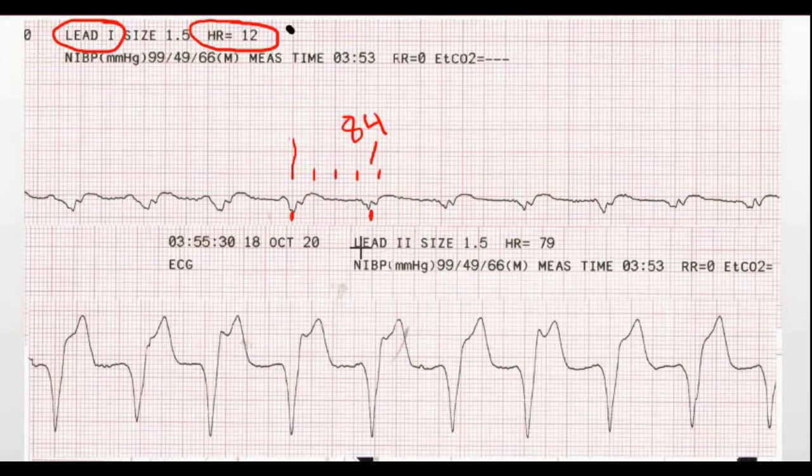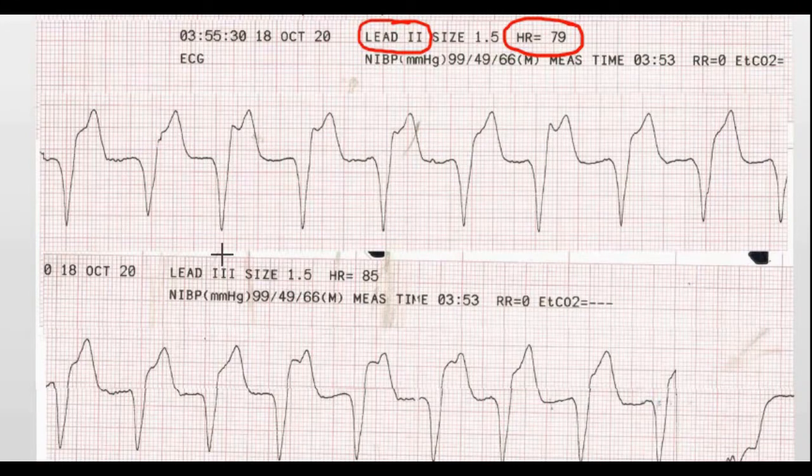We can also see in lead 2, boy, that got messy. The magic of editing. And we have a heart rate here of 79. Scrolling down, we have lead 3 and a heart rate there of 85. So again, following the same rule, it can't be VTAC if it's not TAC. None of these are tachycardic rates, so none of these would qualify as being ventricular tachycardia.